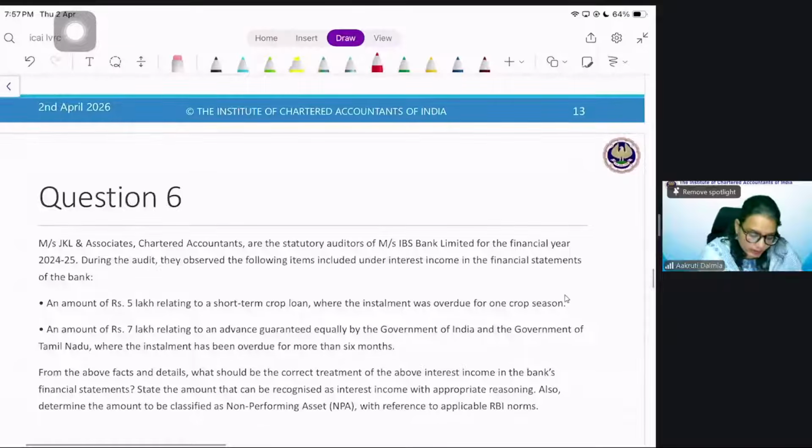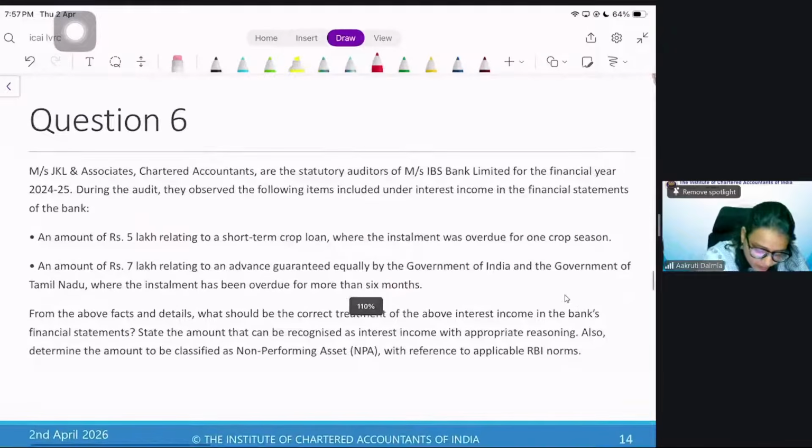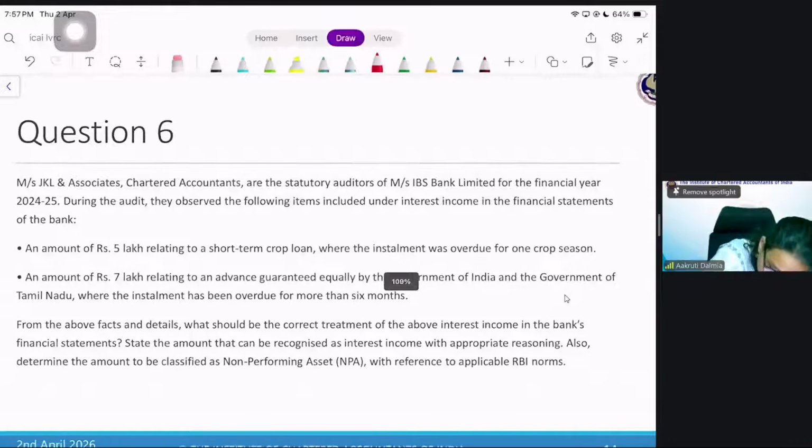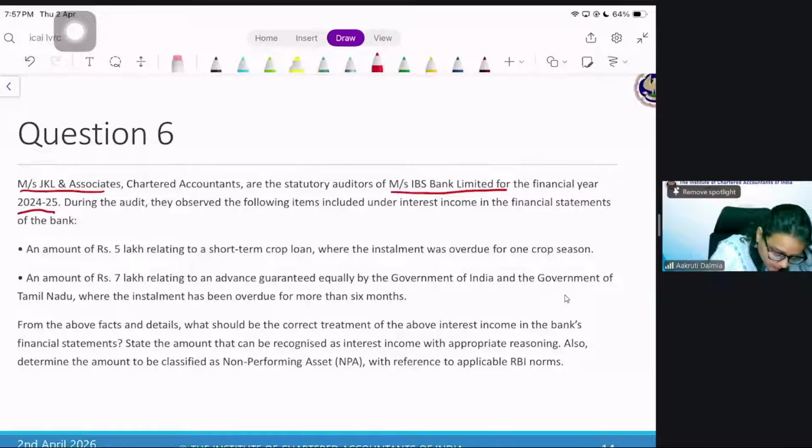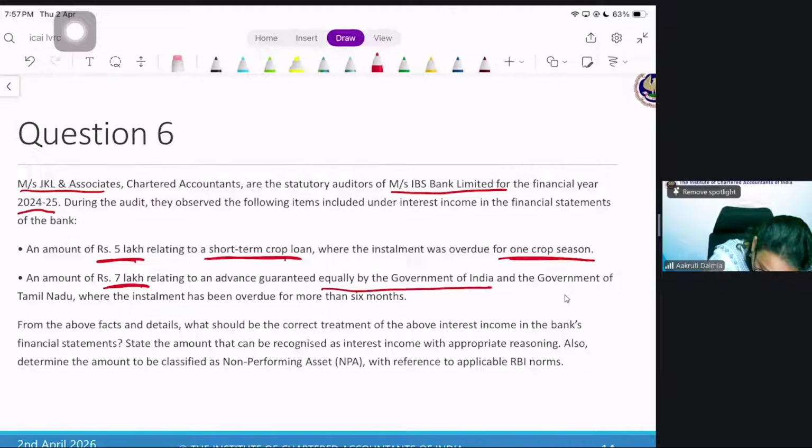Question 6. JKL and Associates Chartered Accountants are the statutory auditors of Messrs IBS Bank Limited for the financial year 24-25. During the audit, they observed the following items included under interest income in the financial statements. An amount of rupees 5 lakh related to a short-term crop. The installment is overdue for 1 crop season. An amount of rupees 7 lakh related to an advance guaranteed equally by Government of India and Government of Tamil Nadu, where the installment has been overdue for more than 6 months.